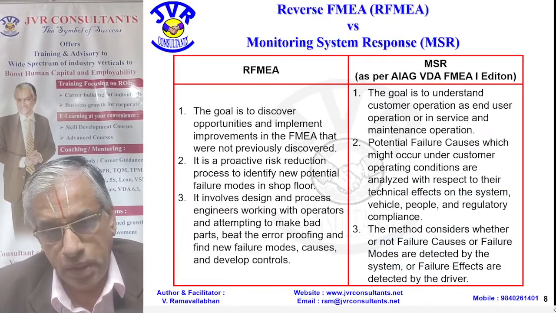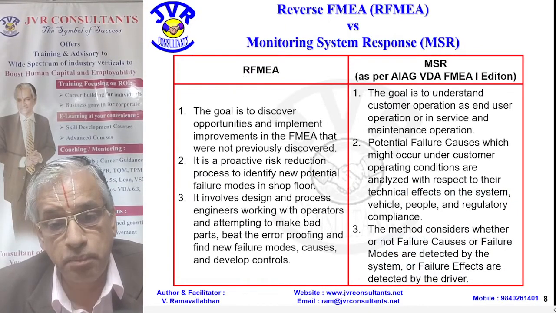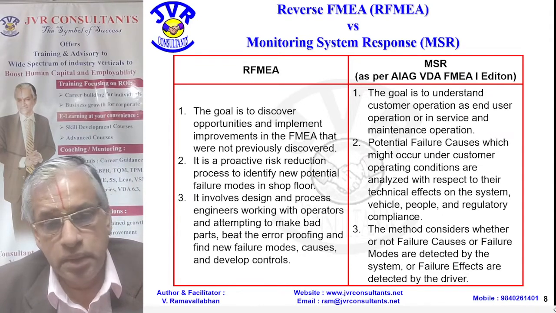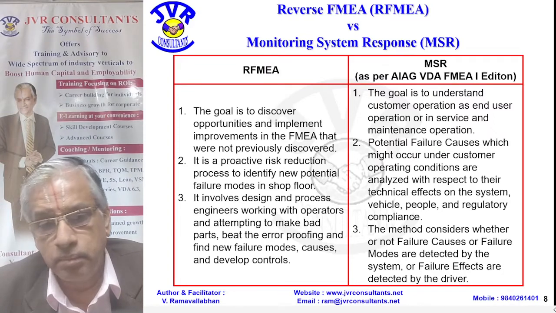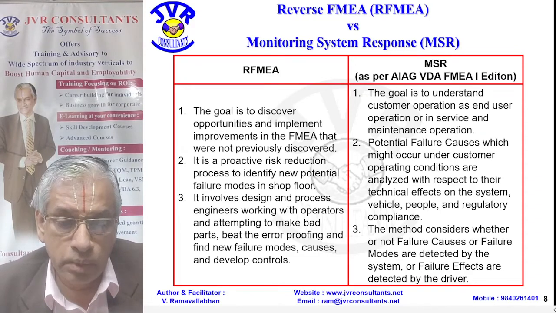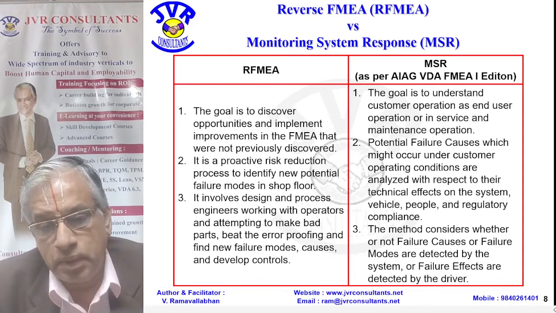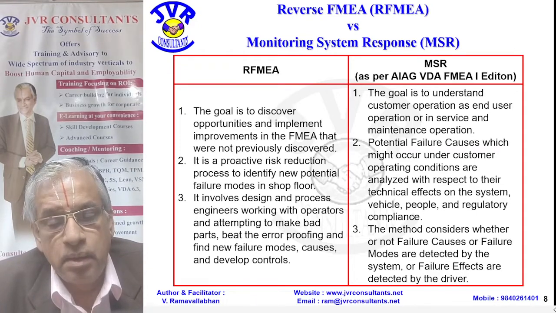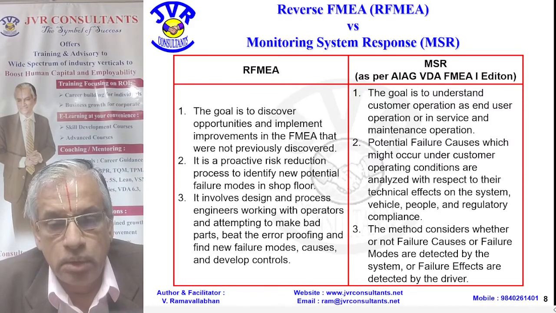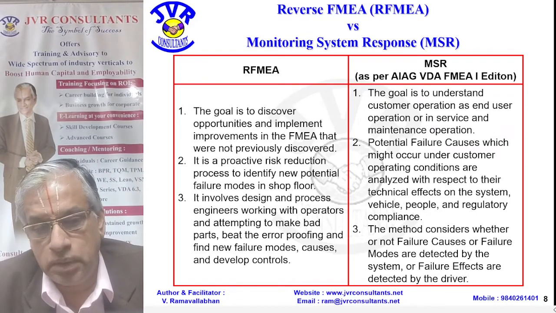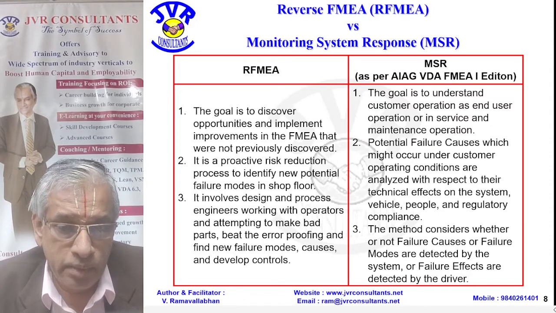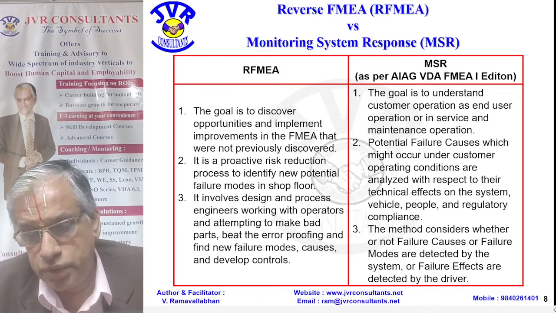What is the difference between these two? Reverse FMEA: the goal is to discover opportunities and implement improvements in the FMEA that were not previously discovered. So when you are doing FMEA, as I said earlier, based on our understanding, past knowledge, and experience, we develop the FMEA. Now at the usage level, at the shop floor level, whether any new defect, failure modes or causes are known, those things can be discovered. That is, whatever you have not previously discovered, there is a possibility of discovering now. It is a proactive risk reduction process to identify new potential failure modes in the shop.